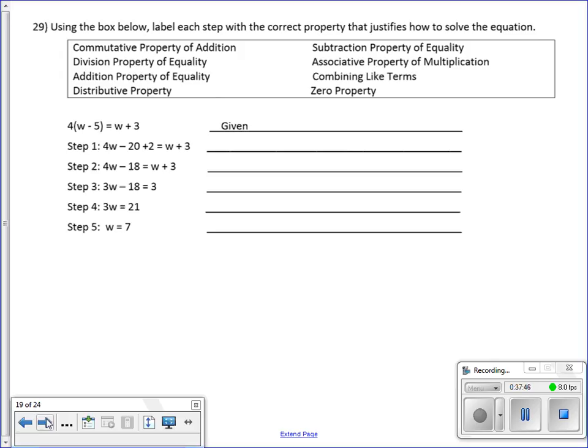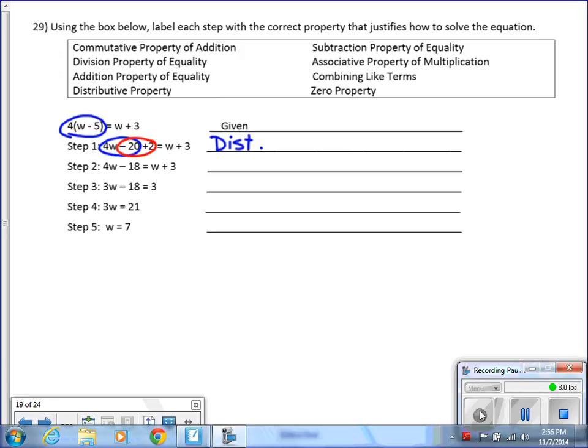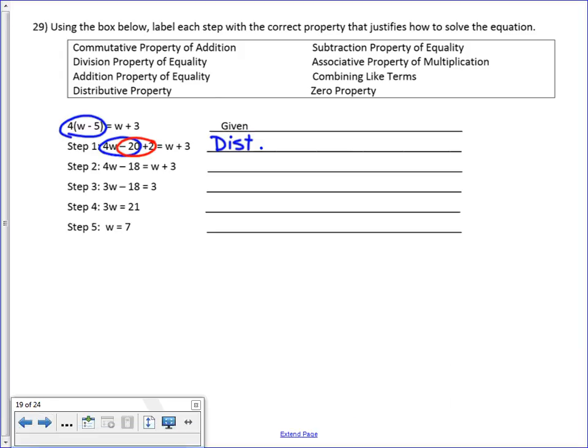In this case we went from this to this right here. So they used which property? It was distributive. This is the distributive property. Then from there, I'm going to have to use another color here to show you. They did this right here. So when I did this, this would be my combining like terms, because I have a negative 20 and a positive 2. So I'm combining like terms.